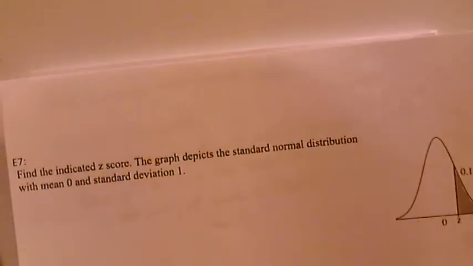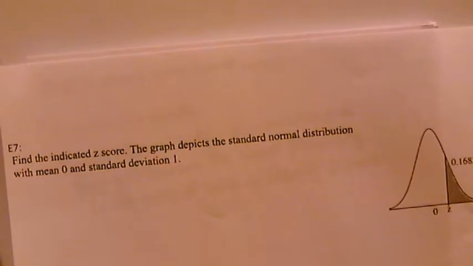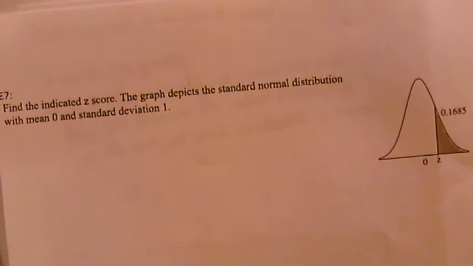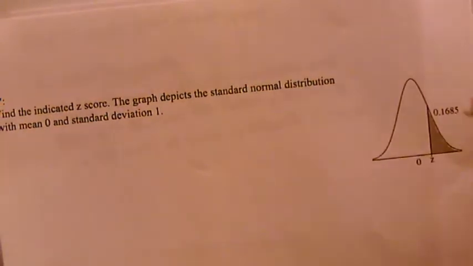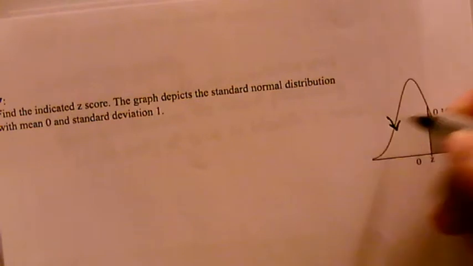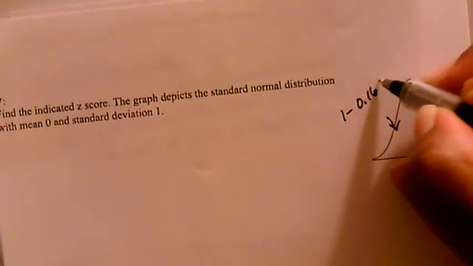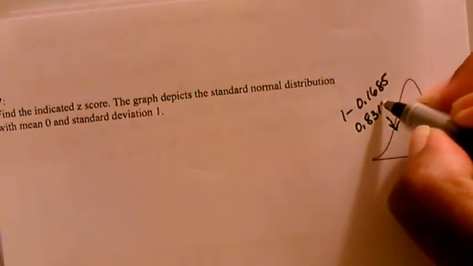This one's the same way. We're finding the indicated z-score. The graph depicts the standard normal distribution with a mean of 0 and a standard deviation of 1. Notice again we're given the area to the right of that z value, 0.1685. So the area to the left, this area right here, that's going to be 1 minus 0.1685, which will give me 0.8315.